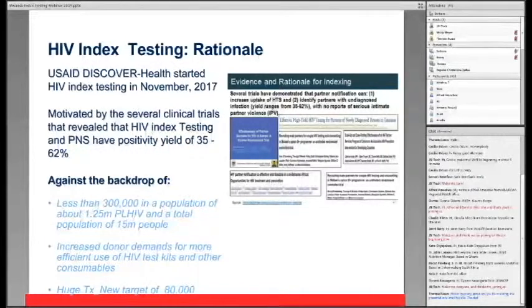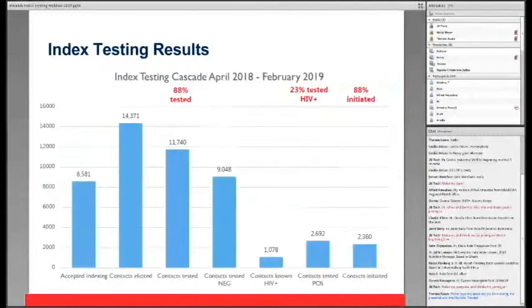And then also we are faced with the reality that the donor, USAID, the US government, demands now more than ever before more efficient use of HIV test kits and other consumables that are related to that. But over and above all these, we have a huge target within the project of actually placing on treatment about 80,000 people by the end of the year 2020, which is basically end of next year. Right now, I'm glad to share, even as we talk about indexing, that we are basically over 53% towards this particular target.